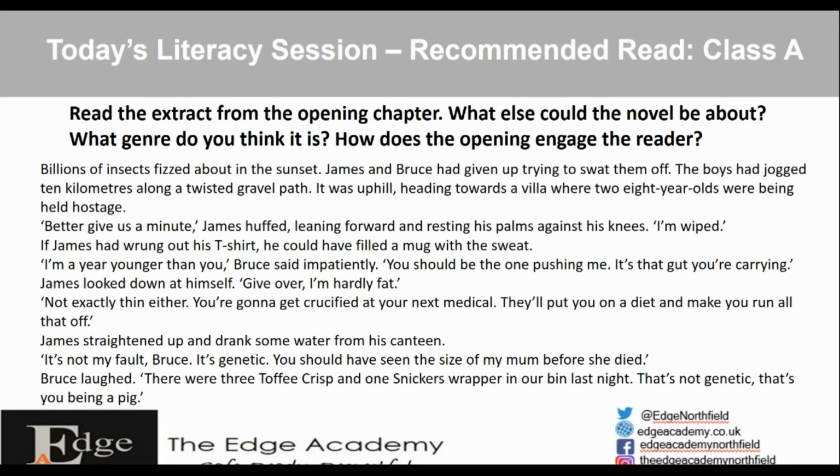Okay. So again, from looking at the opening extract from that chapter, what do you think the novel's about? If you have a look at what James and Bruce are doing, why they're going towards the villa where two 8-year-olds are being kept hostage. Look at the interaction between Bruce and James and the way Bruce speaks to James, even though he's a year younger than him. And look at the fact that James is obviously struggling a little bit with his health. Also, they've got a good relationship because Bruce is taking the mick out of him a little bit, but they're laughing about it. So how does that opening engage us, and what do you think the novel could be about?